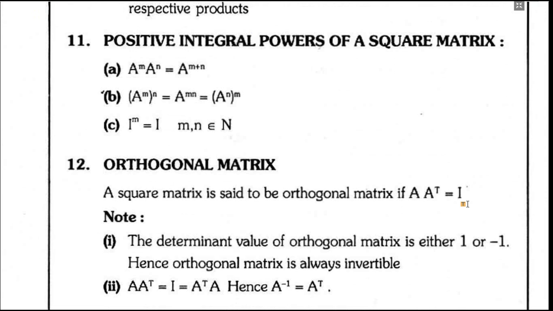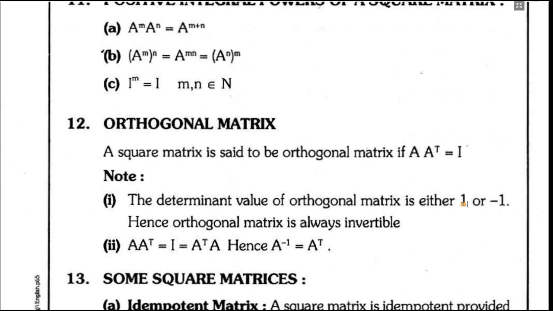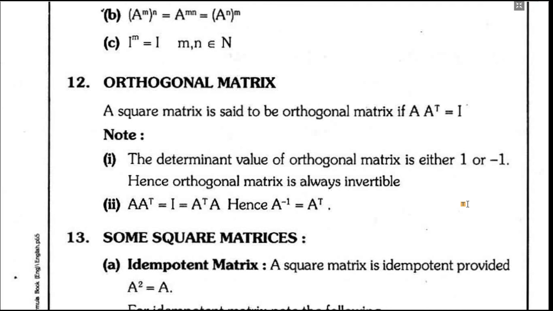Positive integral powers of a square matrix. The same way as we carry out exponents with indices, the same law applies here also. A to the power m into A to the power n equals A to the power m plus n. A to the power m, the whole to the power n, becomes A to the power mn, or A to the power nm. I to the power m, identity matrix to the power m, equals I. m, n belong to natural numbers.